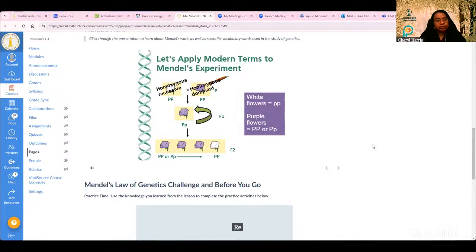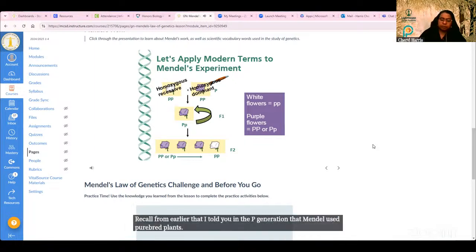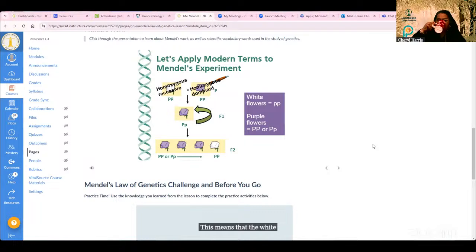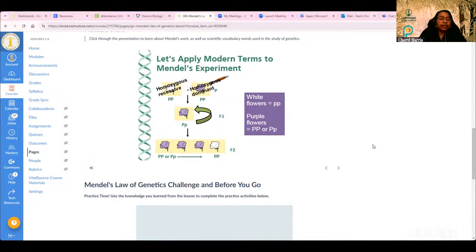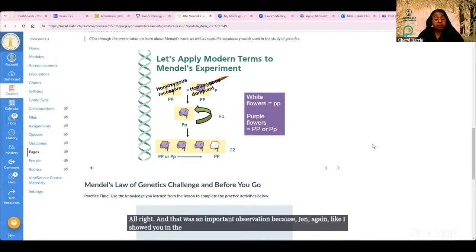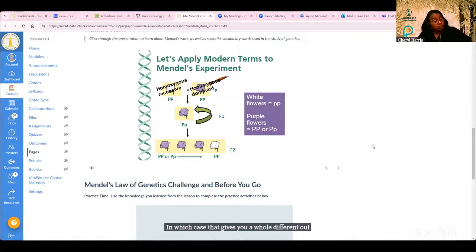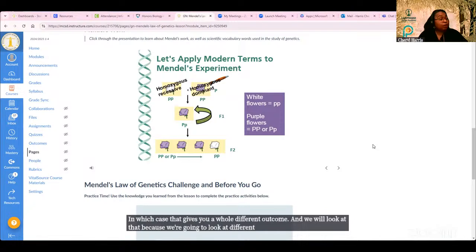Recall from earlier that I told you in the P generation that Mendel used purebred plants. This means that the white flowers must have been homozygous recessive, or small p, small p. The purple flowers then must have been homozygous dominant, or big P, big P. All right. And that was an important observation because, like I showed you in the F2 generation, it's a possibility that it could have been a capital P, lowercase p, in which case that gives you a whole different outcome. And we will look at that because we're going to look at different generations and what the outcomes will be.